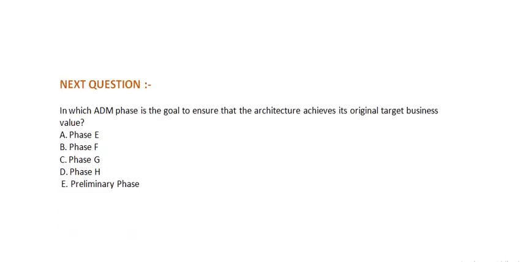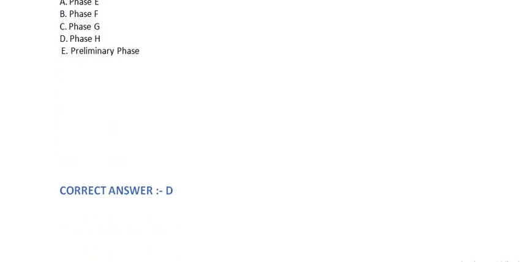Next question is, in which ADM phase is the goal to ensure that the architecture achieves its original target business value? Option A, phase E. Option B, phase F. Option C, phase G. Option D, phase H. And option E, preliminary phase. The correct answer is option D.